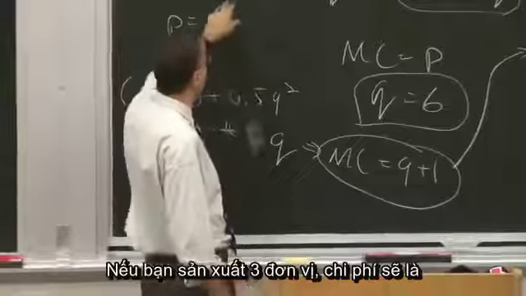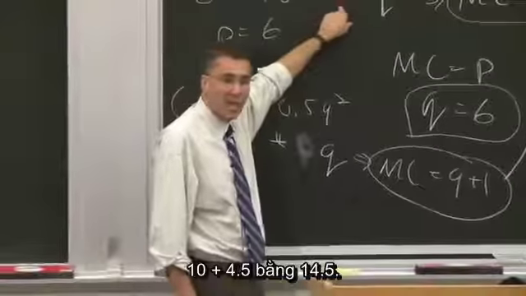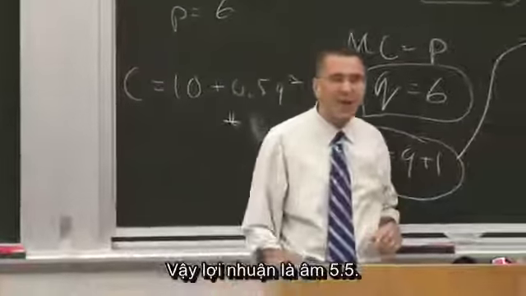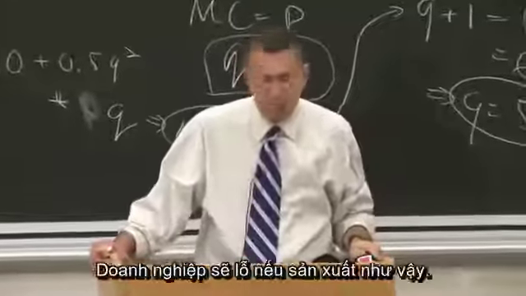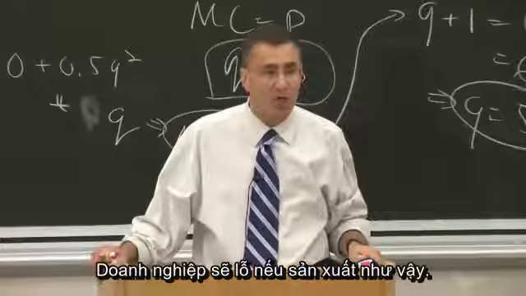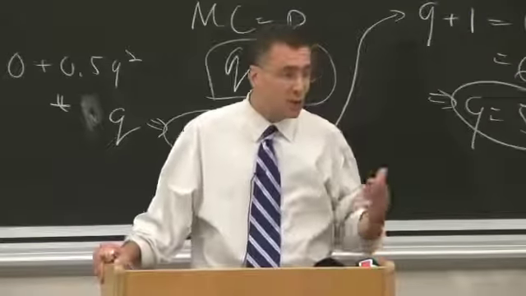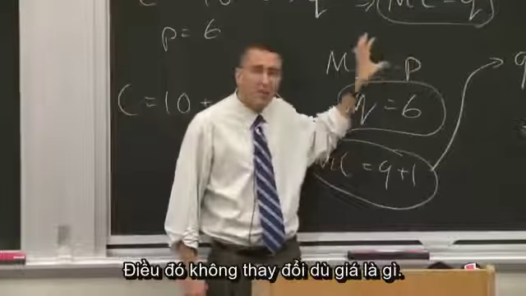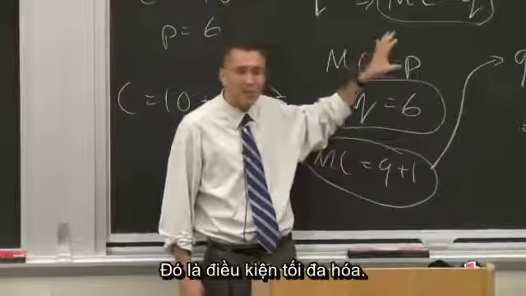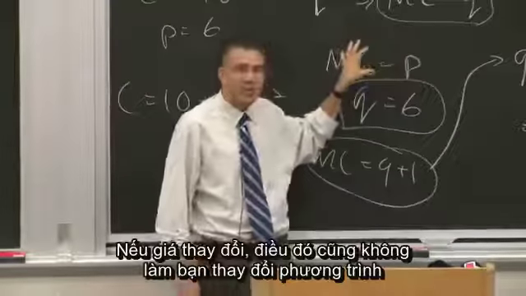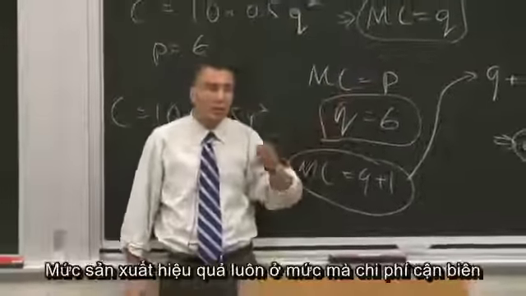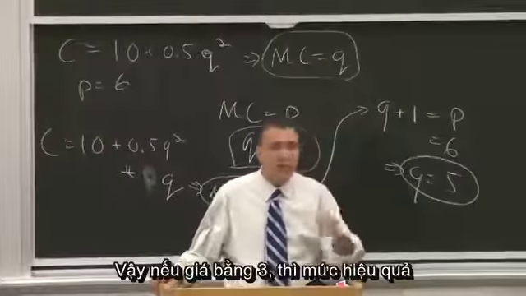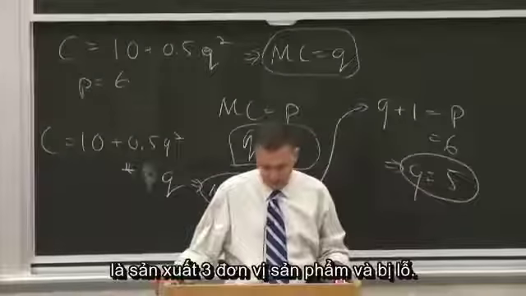Okay? If it produced 3 units, its costs are 10 plus 4.5, which is 14.5. At a price of 3, it makes 9. So its profits are negative 5.5. Okay? It would lose money from this production. If the price fell to 3, the firm would still choose, remember, marginal cost equals price. That doesn't vary with what the price is. This is a maximizing condition. If the price changes, it's not like you change which equation you follow. You always follow this equation. The efficient production level is always marginal cost equals price, regardless of what the price is. Okay? So the price is 3.